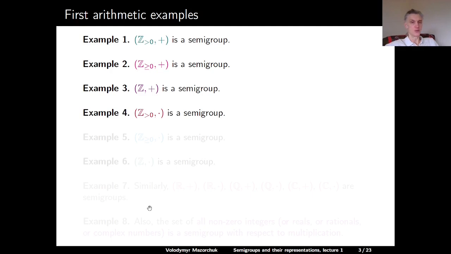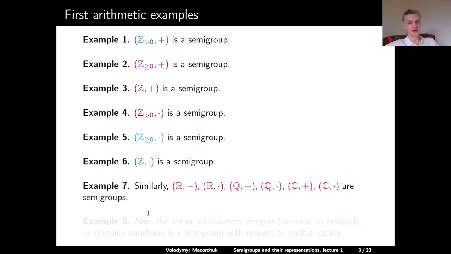Similarly, the set of all positive integers with respect to multiplication is a semigroup, because multiplying positive integers we get a positive integer, and multiplication is associative. Similarly, the set of all non-negative integers with respect to multiplication is a semigroup, and the set of all integers with respect to multiplication is a semigroup.